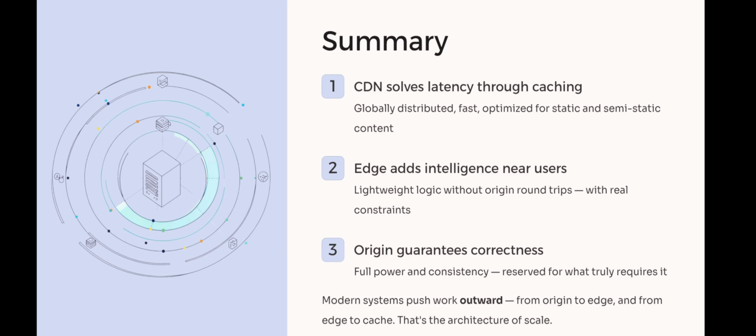Summary. To summarize, CDN solves latency through caching. Edge adds intelligence near users. Origin guarantees correctness. Modern systems push work outward, from origin to edge, and from edge to cache.